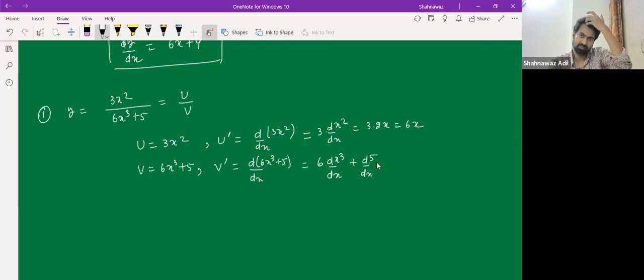Afaf. Yes, Afaf. This is how much? Differentiation of a constant term. 5 is a constant term. So this would be how much, Afaf? 0. Good. Yeah, so 0, right, Afaf? This is 0. And this would be how much?